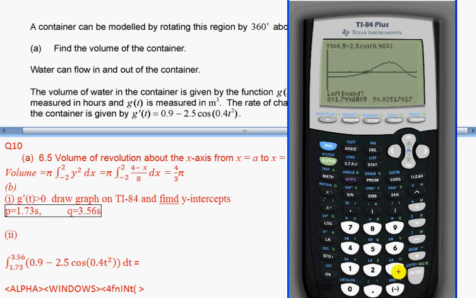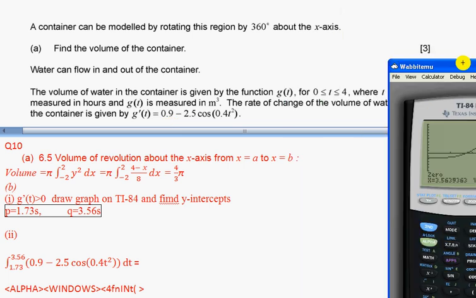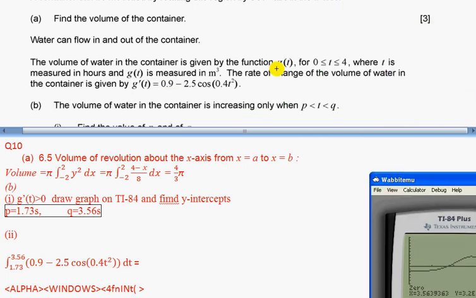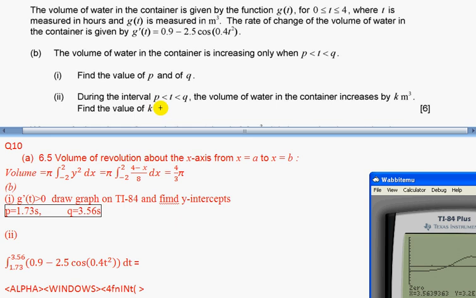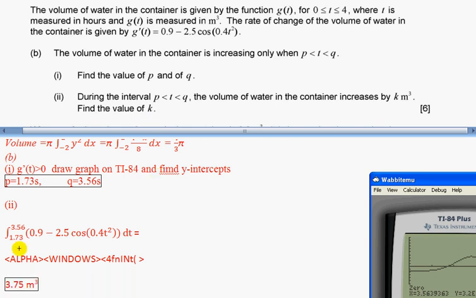Next question. The volume of water in the container is increasing only when, so we found values P and Q. During the interval from P to Q, the volume of water in the container increases by K. Find the value of K. So we should find the integral from the beginning of water incoming to the end of water incoming. Definite integral is alpha Window, definite integral, and then you put values very easily. Don't forget brackets, don't forget with respect to which variable. Probably it will be x, for sure it will be x, right.